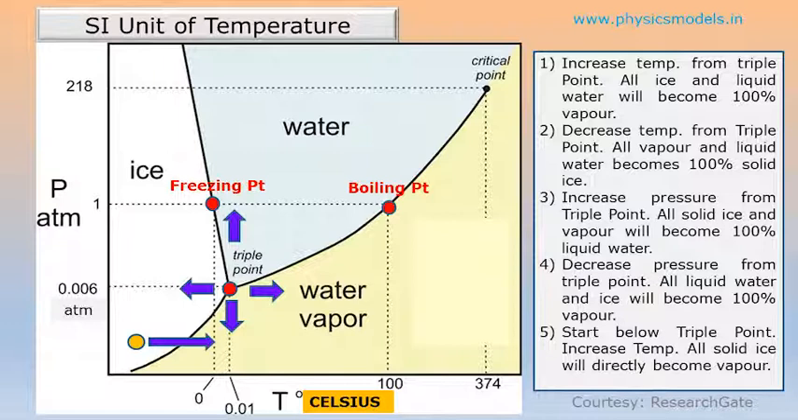If we now consider a point near the origin shown by an orange circle, you can see a blue arrow towards the right. From the orange circle, if we move horizontally towards the right, it's the same as increasing temperature. Then solid ice will directly become water vapor without going through the liquid water phase. So that's the beauty of the triple point diagram. In outer space, for example, ice directly becomes water vapor when the temperature increases. In this way, we can understand the triple point diagram pretty well.